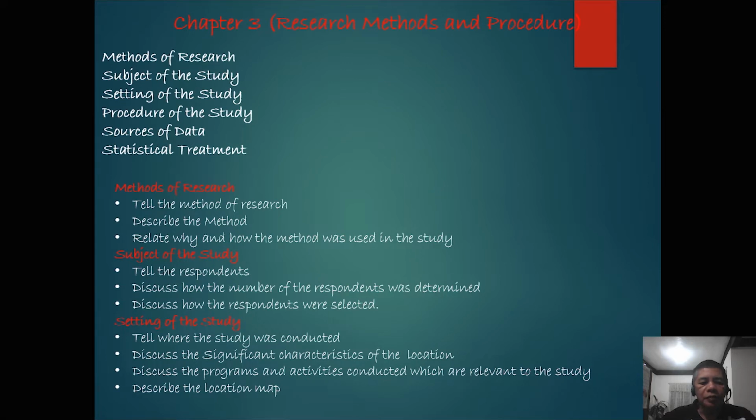Next subsection is the subject of the study. In this particular subsection, you need to tell the respondents of the study, the total number of respondents. You need also to discuss how the number of respondents was determined. And of course, you may use a formula in getting the total number of respondents, but the formula should not be included in the discussion. Instead, it will be appended.